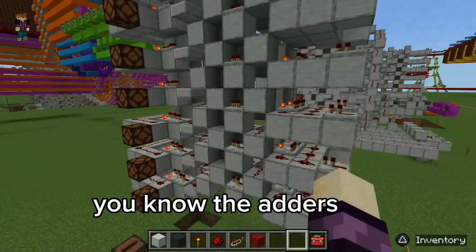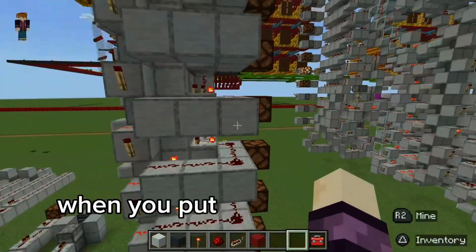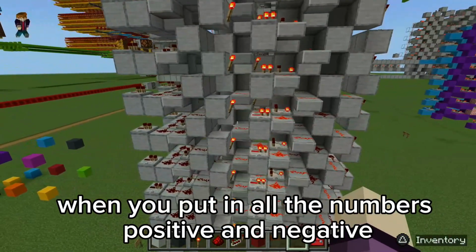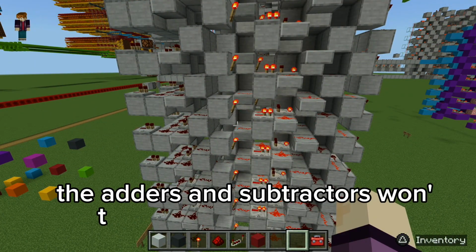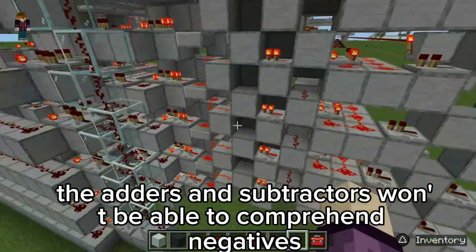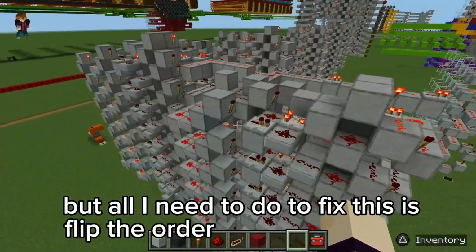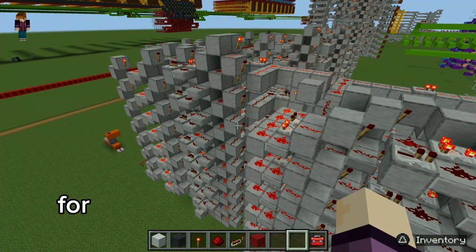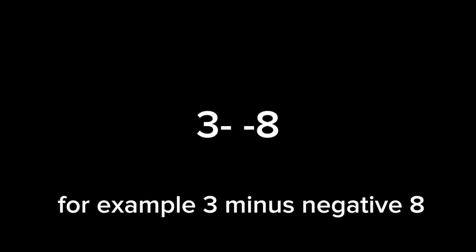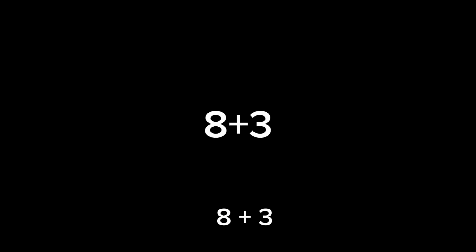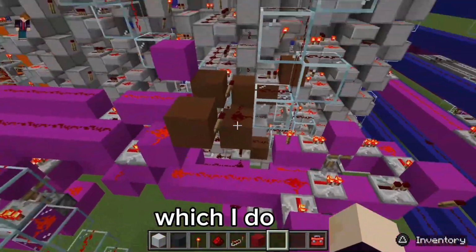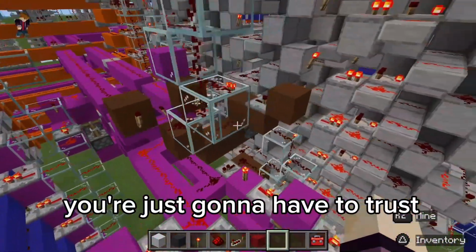Or so I thought. You know the adder and subtractor? When we plug in all the numbers, positive and negative, the adder and subtractor won't be able to comprehend negatives. But all I need to do to fix this is flip the order and flip the sign. For example, 3 minus negative 8 would become 8 plus 3, which I do here. You're just gonna have to trust that that's what it's doing.